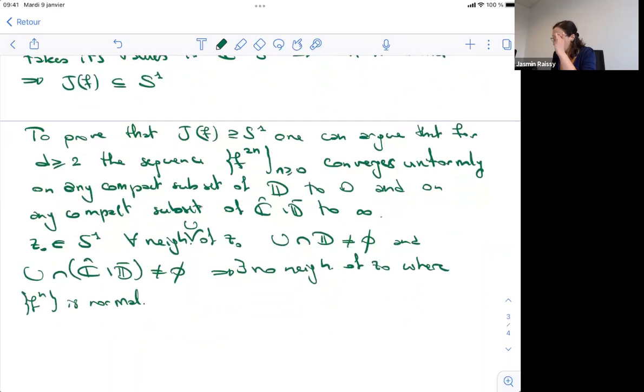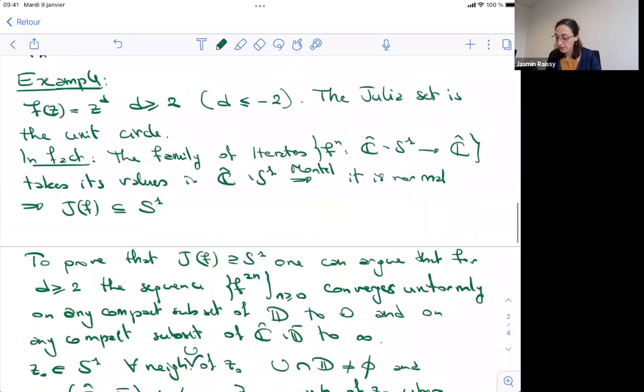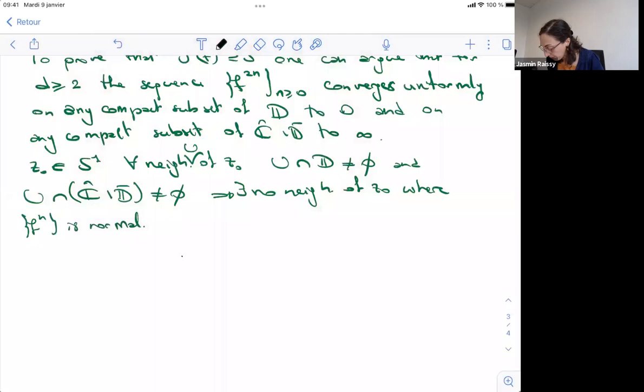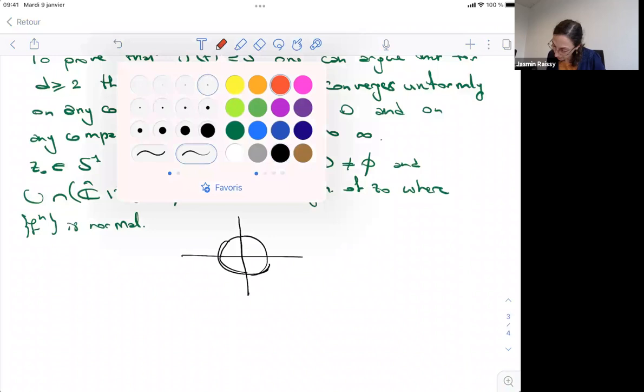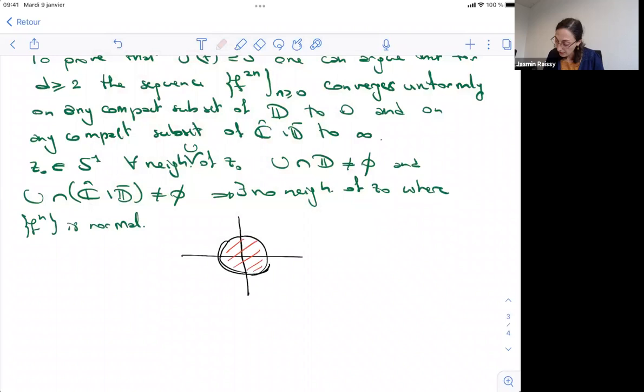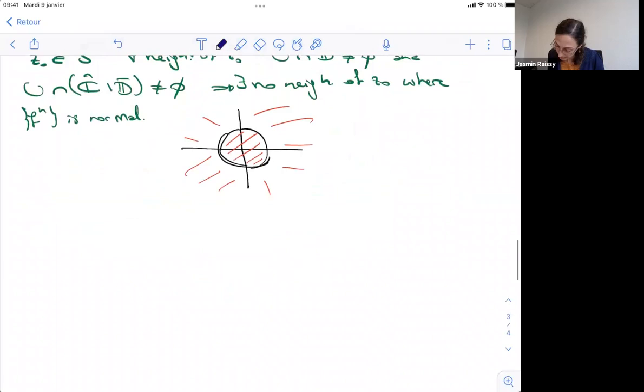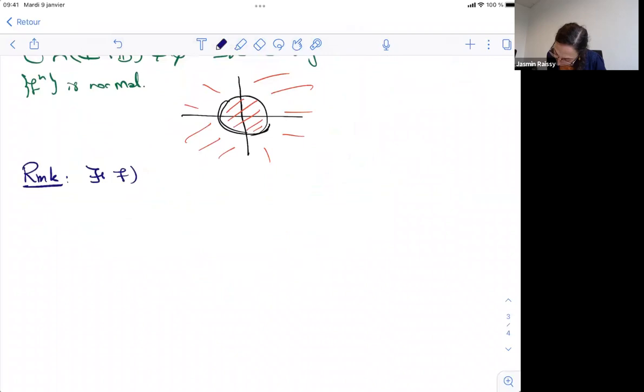All right, so we have this example telling us some stuff. Now let me try to have a better image. I'm not so good at drawing circles. Anyways, so now what I know is that the unit disk is going to be in the Fatou set. Well, let's say the outside part is also going to be in the Fatou set. So the Fatou set is not connected. So a first remark is that the Fatou set does not have to be connected.